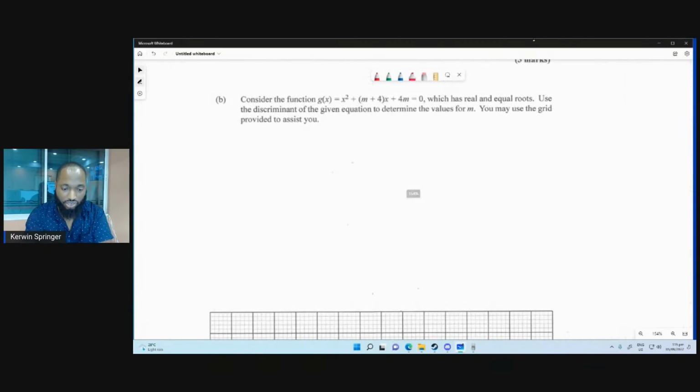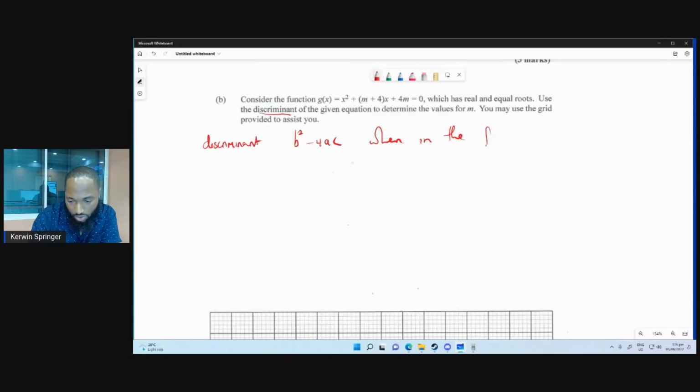So whatever the discriminant of the given equation to determine the values of m, the discriminant is b squared minus 4ac, right? This is our discriminant when the quadratic equation is in the form ax squared plus bx plus c. And remember, this is the part that is underneath the square root in the quadratic formula, negative b plus or minus the square root of b squared minus 4ac.